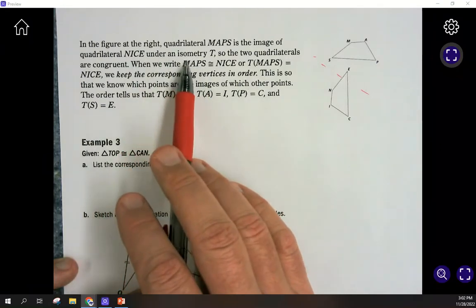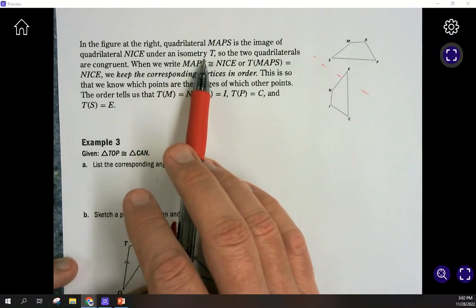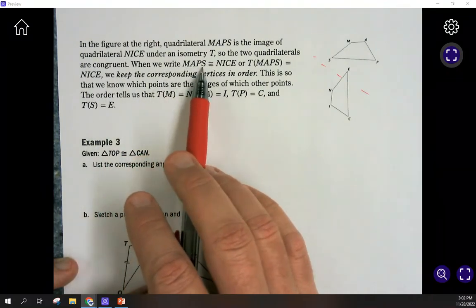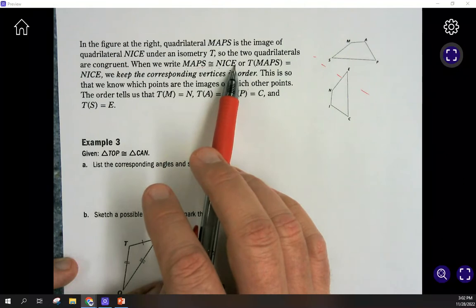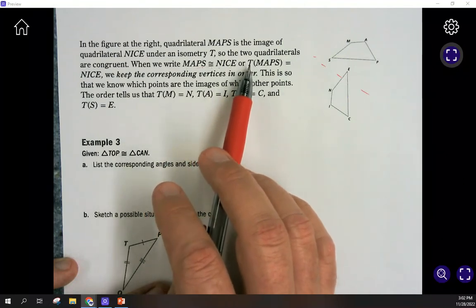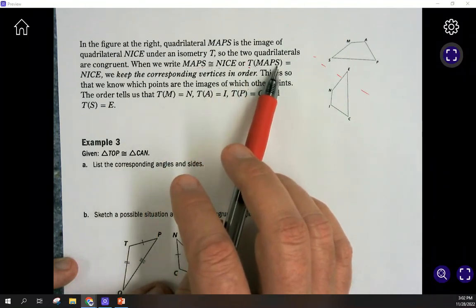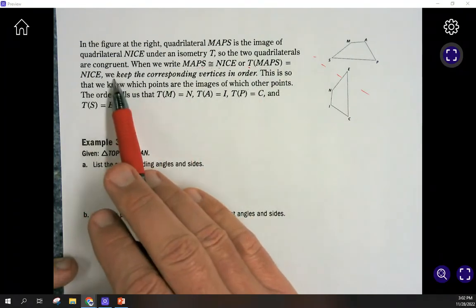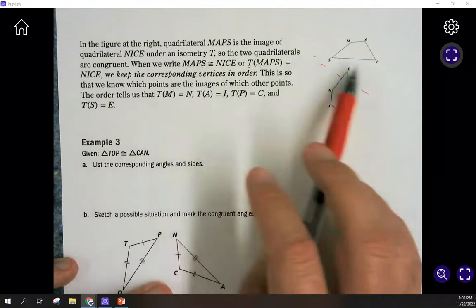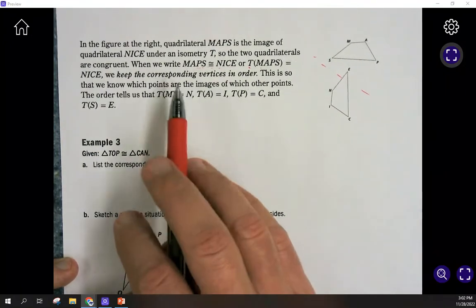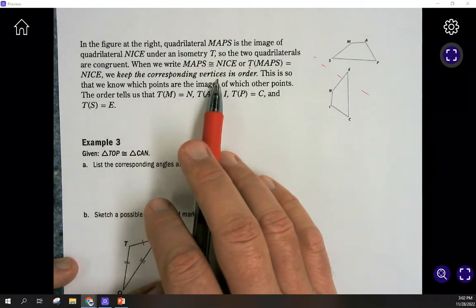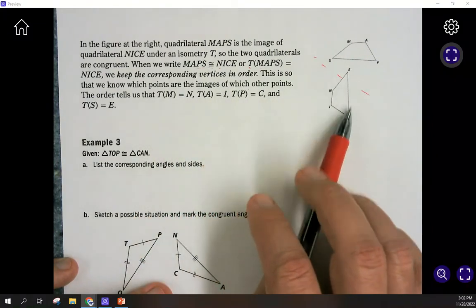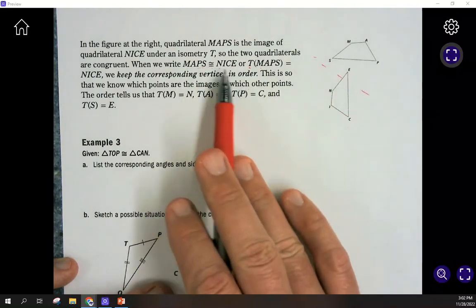So they tell you that this is under an isometry. So as soon as they tell you that, you know they're congruent. And so they're going to say that MAPS is congruent to NICE, or the transformation of MAPS, when we transform it, equals NICE. When we write this, and here's the most important part, the corresponding vertices must be in order. They must match.